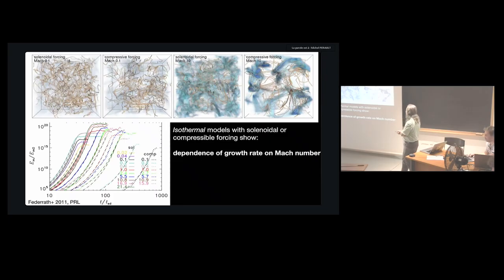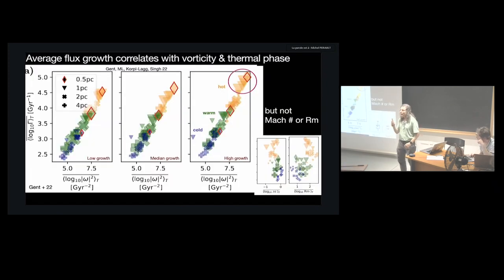Okay, so isothermal models were argued to show a dependence of growth rate on Mach number, and here's Federrath et al. showing that. These are the highest Mach number models, and whoosh, they go up real fast. However, in our compressible multi-phase medium, the same behavior is not seen. So this is Mach number this way, and this is growth rate. And there's no particular correlation.